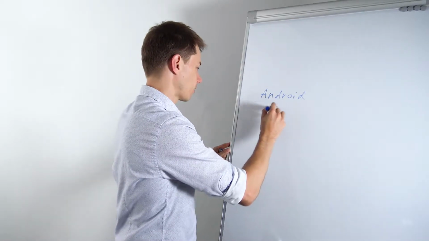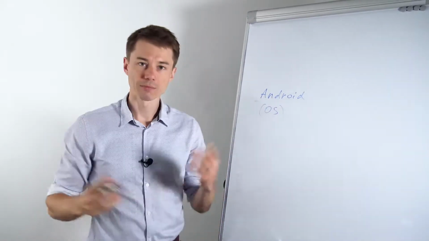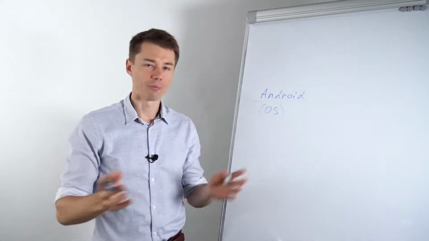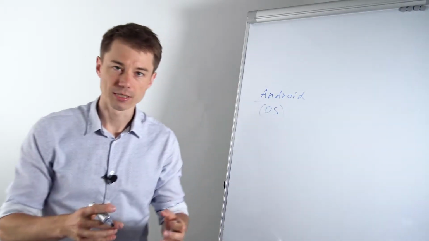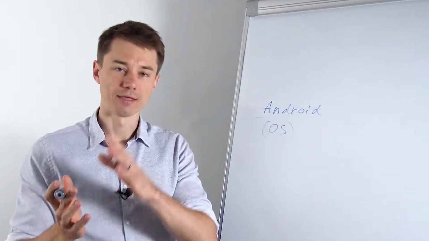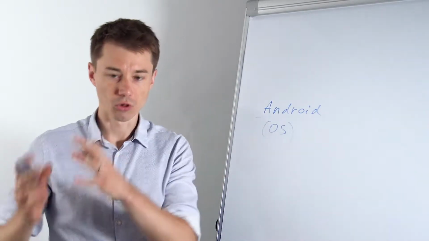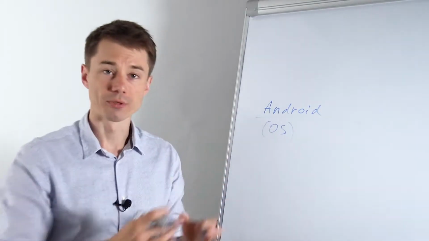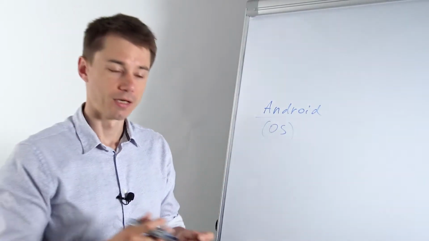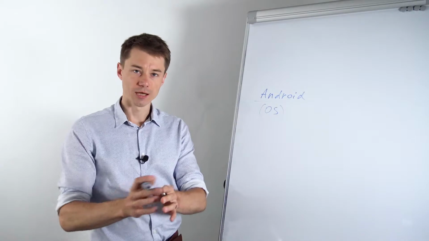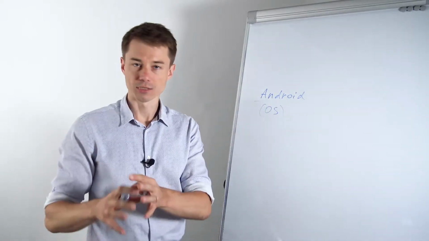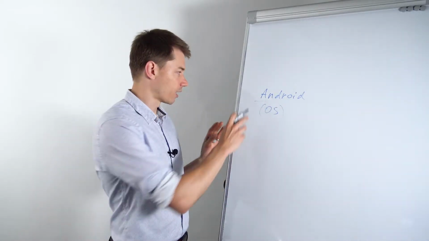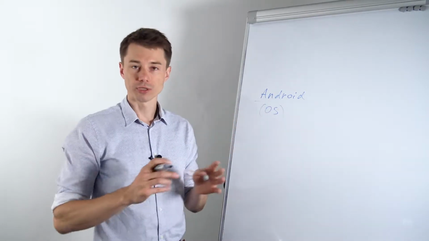So OS stands for operating systems in general, and there are many more operating systems like iOS. iOS is developed by Apple, right? This is closed source, while Android is an open source operating system. Windows is also closed source. Microsoft keeps it closed, it's not open source, while Android was actually a company.